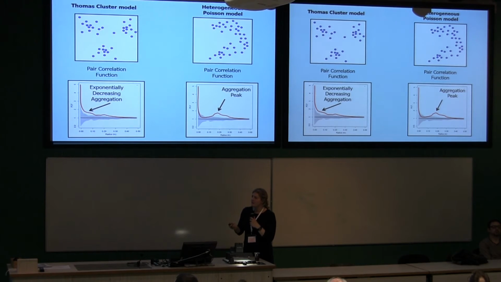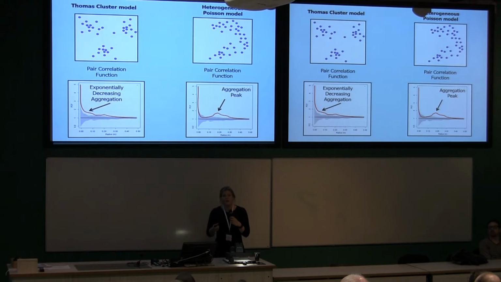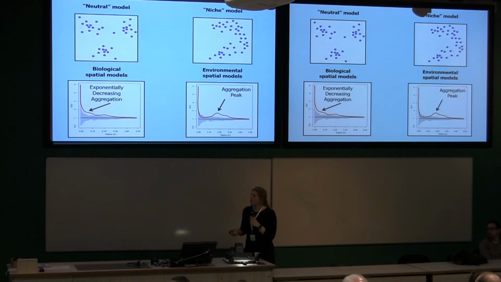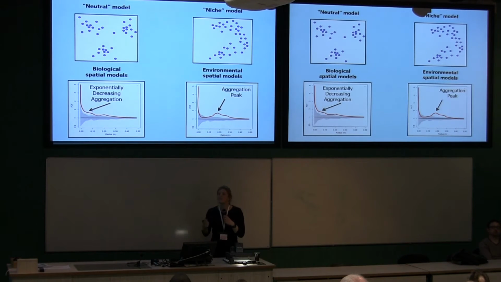And this allows us to detect different types of spatial patterns which correspond to different types of underlying ecological and biological models. So, in the case of Thomas clusters, these correspond to neutral models. So this is where the spatial patterns, the ecology, is dominated by biological processes, such as dispersal. And this is in contrast to niche models, which in this context correspond to the impact by the local environment.